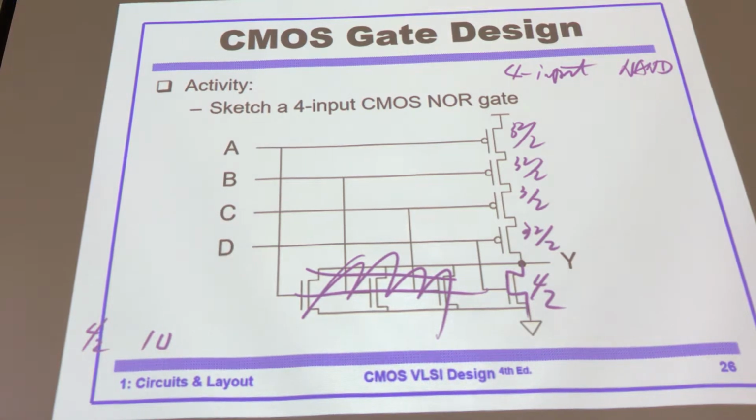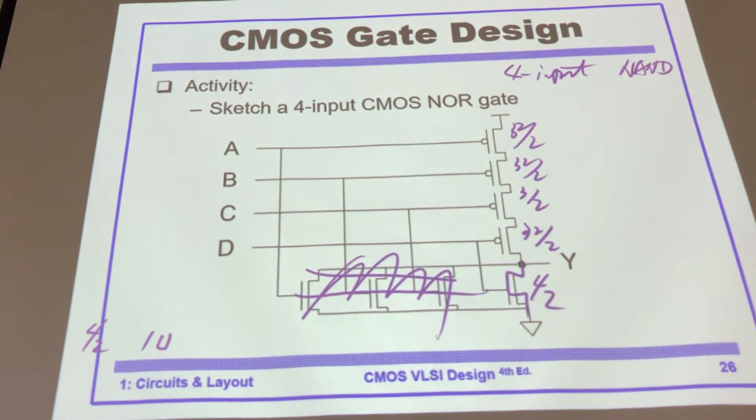The question is: for a 4-input NAND gate, what should be the transistor size for the NMOS transistor and the PMOS transistor, so that we get the same switching speed for 0 to 1 and 1 to 0, while we keep the chip area the smallest, the minimum chip area? So what is your answer? What about the circuit structure?